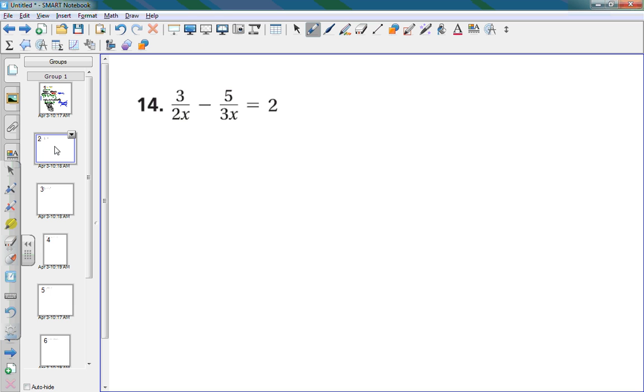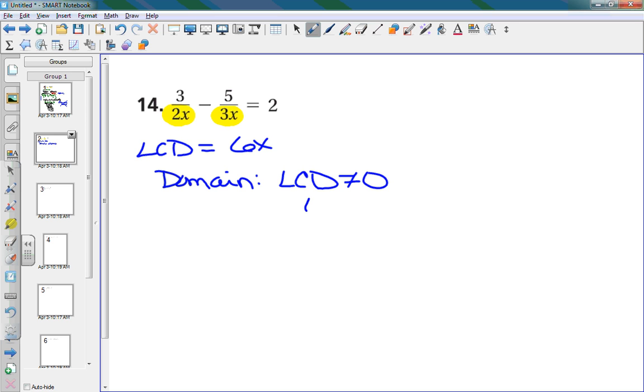Okay. Now, where is the x located? If it's located in the denominator, am I going to have restrictions? Yes. Do we all understand that? So I need to look at my lovely little denominators, 2x, 3x, and that's it. And I need to ask myself, what is my LCD? 6x. So what are my domain restrictions? The LCD cannot equal 0, so that means 6x cannot be 0, which means what can x not be? Divide both sides by 6, and x cannot be 0. Do we all understand that?